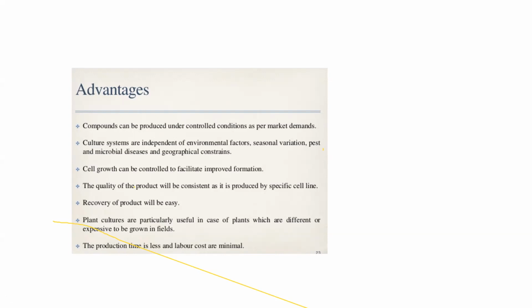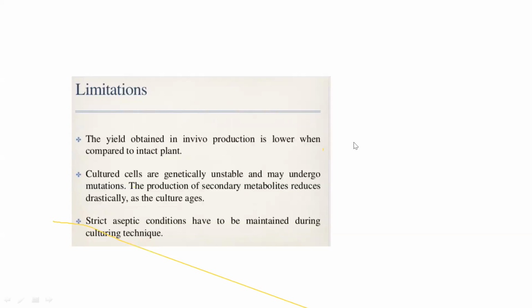Suppose you see a 75-hour-old culture is giving the best results, you can maintain the cells at the 75-hour age itself. So the cell growth can be controlled actually. The quality of the product is consistent. You make it in Chennai, you make it in America, you make it anywhere in the world, it is going to be consistent. And recovery is easier, definitely. Extraction process is easy. And then plant cultures are useful in case of plants which are difficult or expensive to be grown in the field. Production time is very less, labor cost is minimal. These are the main advantages.